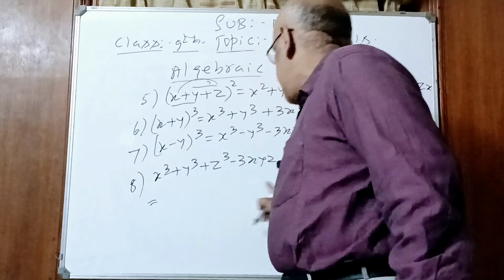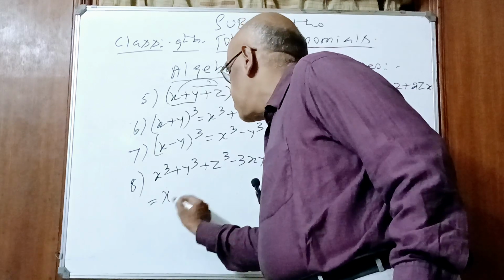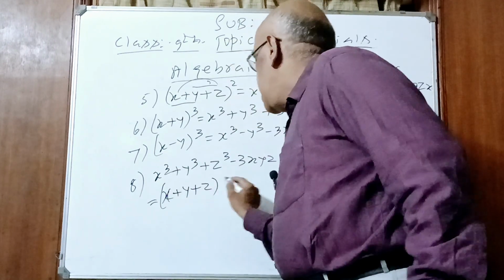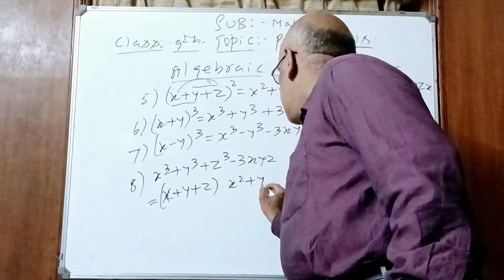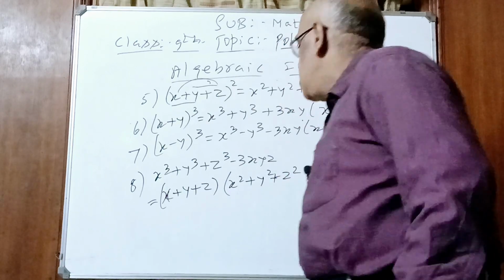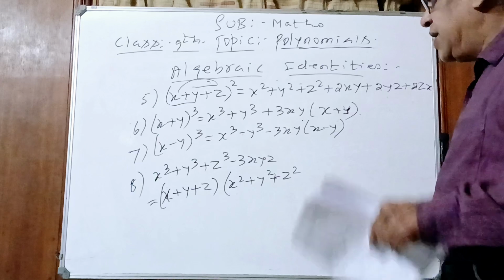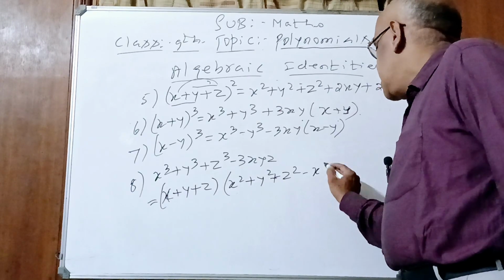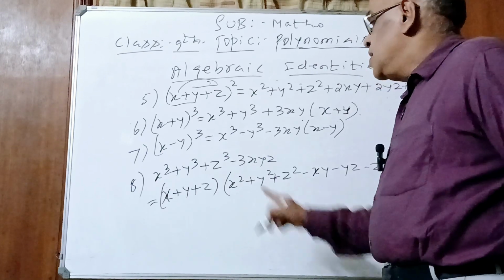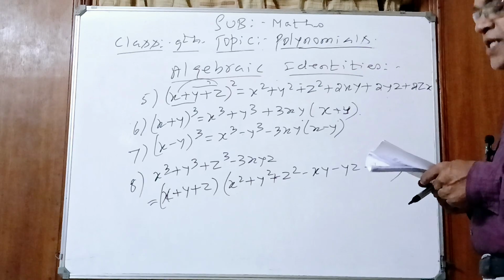I write the answer for this here because it's big and lengthy. Understood? So (x plus y plus z) into the square of all the terms, x square plus y square plus z square. So the last three terms: minus xy, minus yz, minus zx. This is the answer for x cube plus y cube plus z cube minus 3xyz.